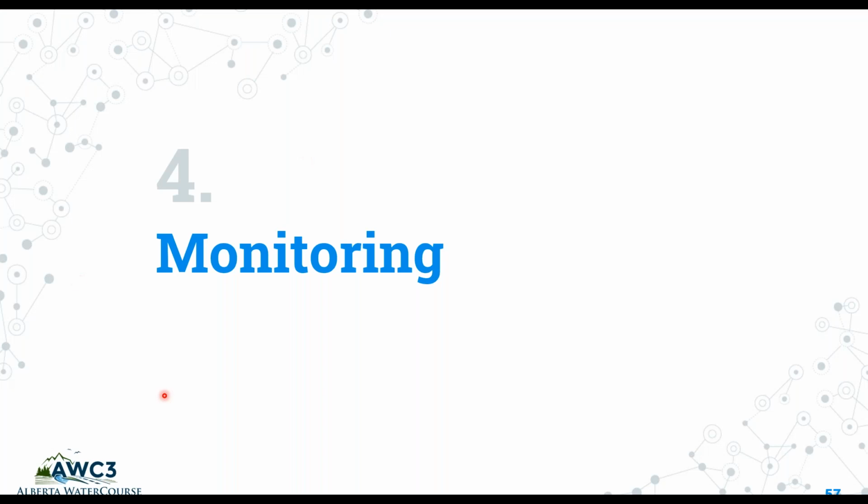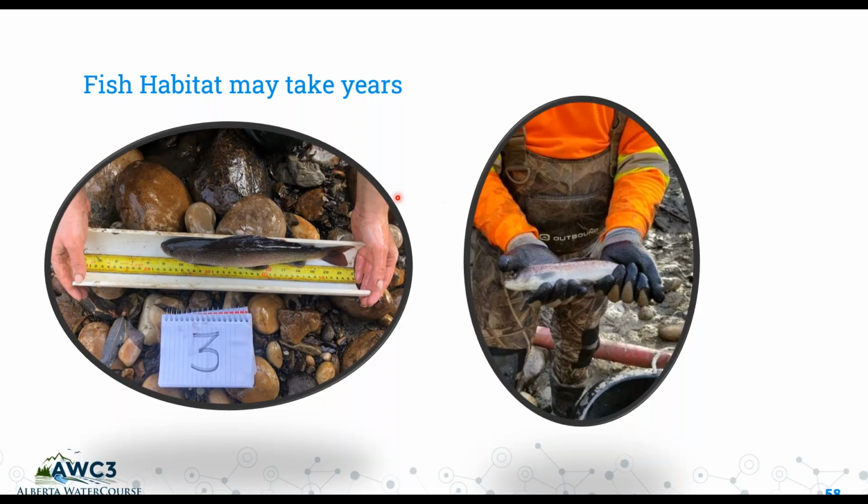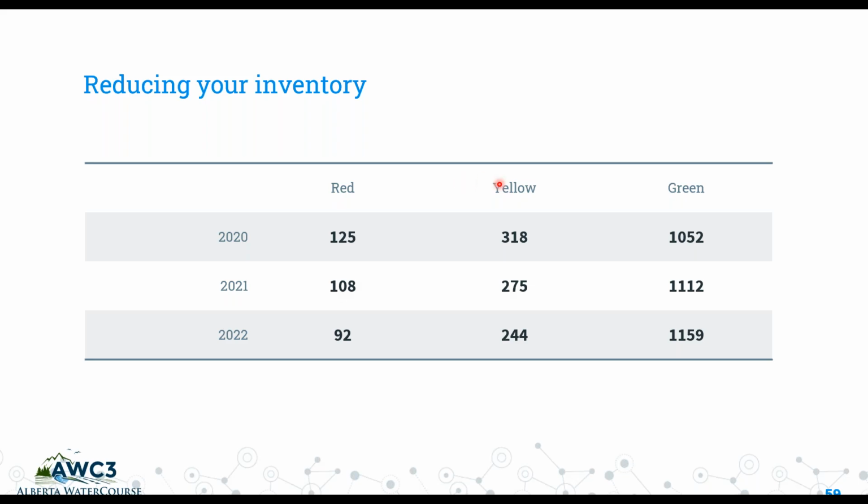Monitoring, I'll briefly touch on monitoring. Once you've completed the work, we've learned that fish habitat may take years. To measure success, we can look at reducing the number of red inventory we have over a year. That's a measurement of our success over time.